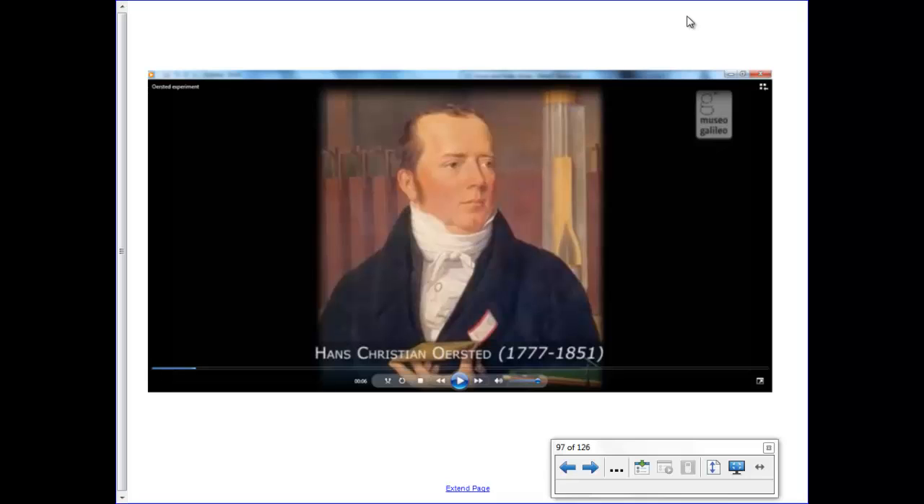Normally the compass would point this way. He turns on the electricity, and the compass, north is that way, and the compass all of a sudden does this. So what does that mean? Well, it means that moving electric charges actually emit a magnetic field. Say that one more time. He discovered that moving electric charges emit a magnetic field.